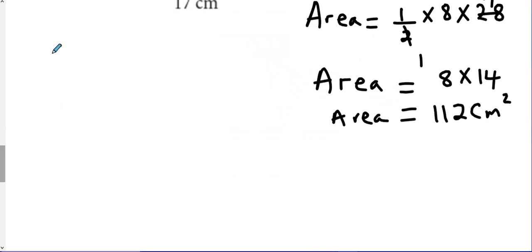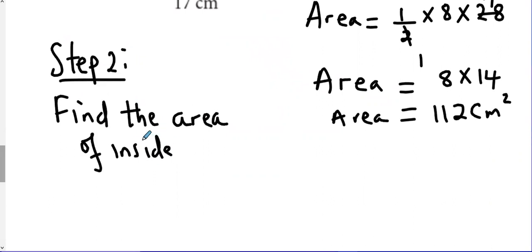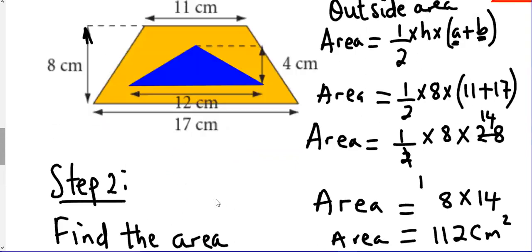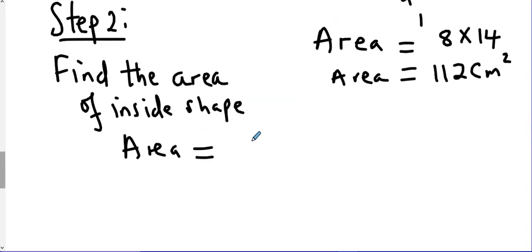So step number two is find the area of inside shape. Now, what is that area? The inside shape, we agreed that it is a triangle. Now, for the area of a triangle, we do a half times base times height. That is the formula for the area.